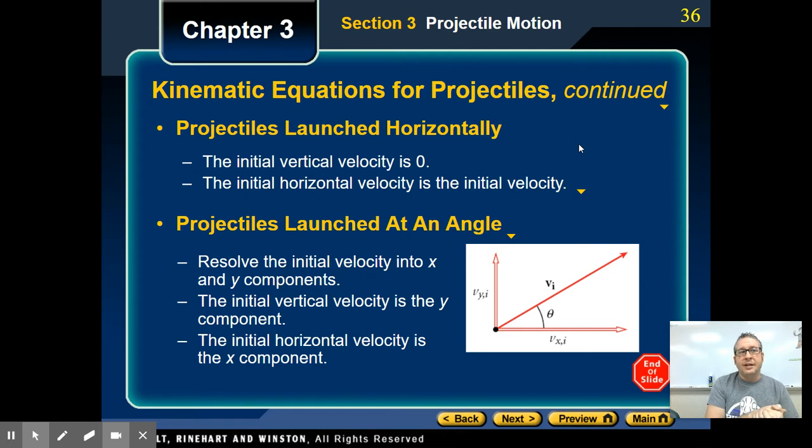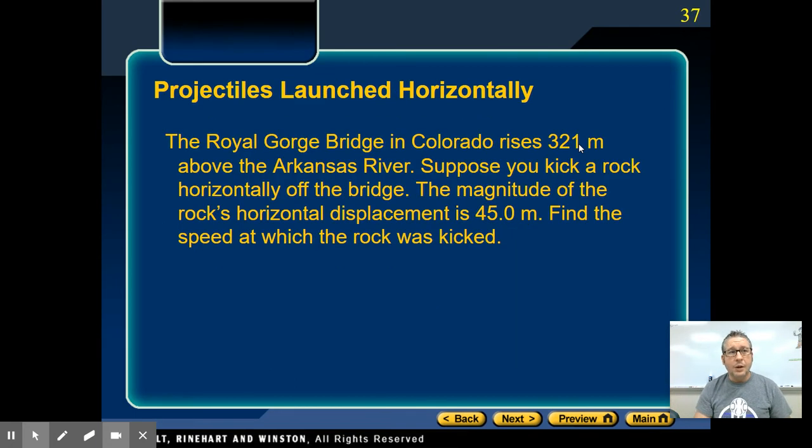And so we have to remember that the initial vertical velocity is 0. We're just going to assume that we're starting from 0 vertically. And the initial horizontal velocity is the initial velocity in general. Okay, so let's begin by looking at our first question.